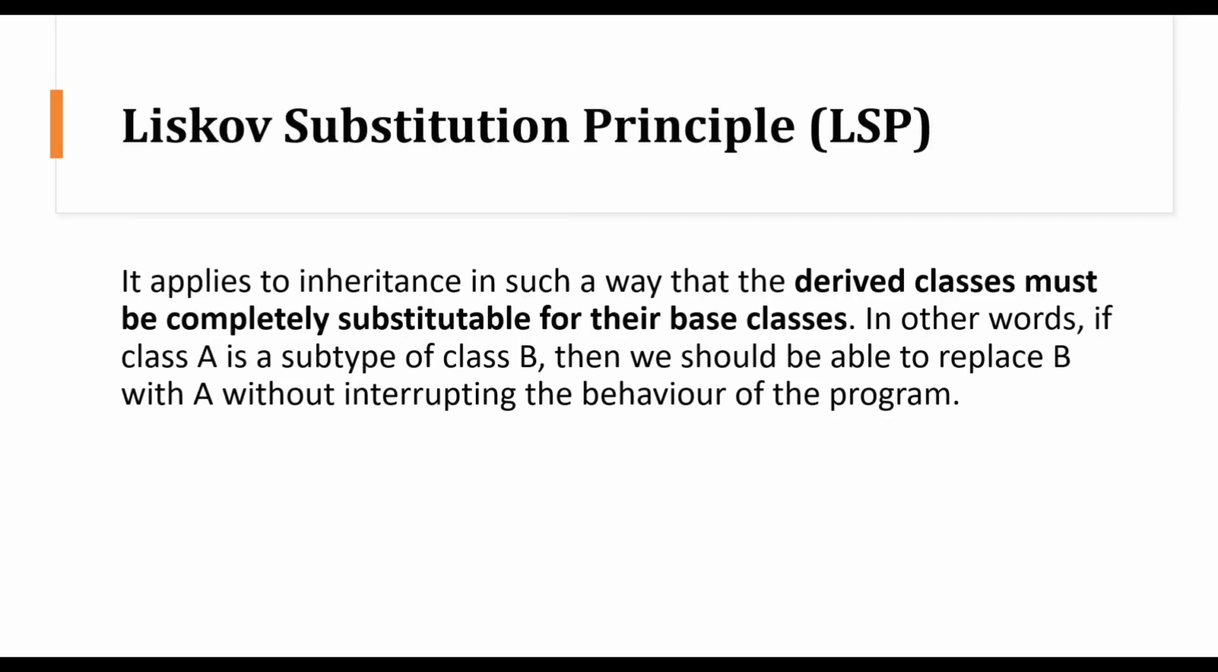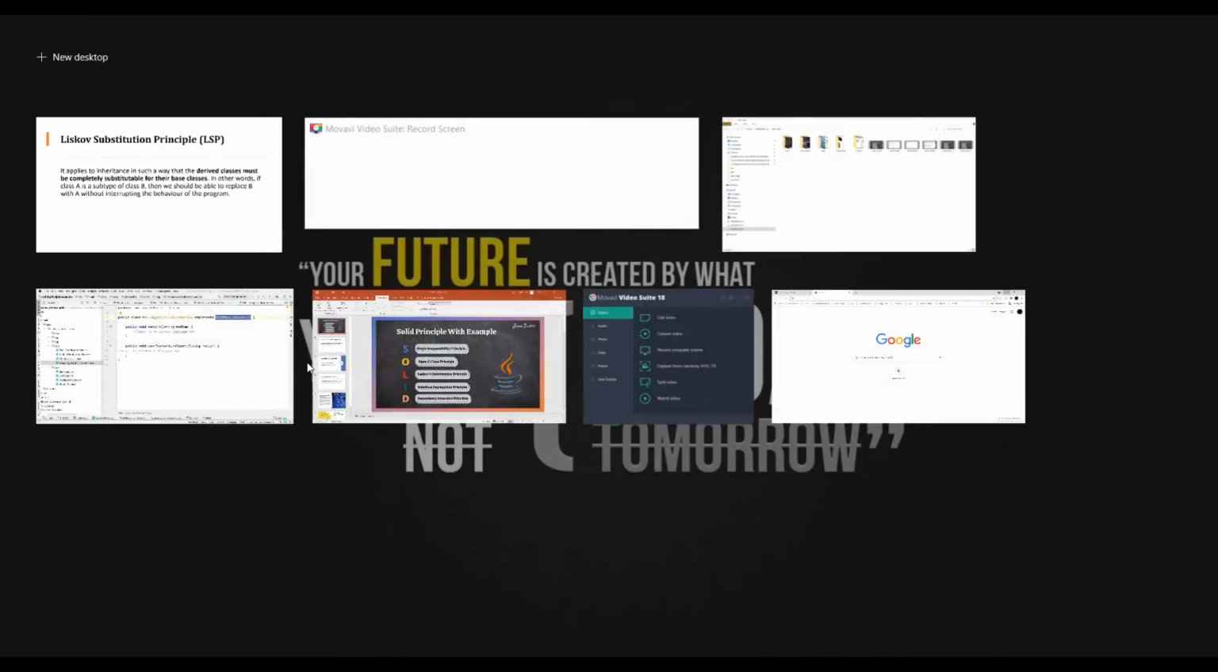In other words, if class A is a subtype of class B, then we should be able to replace B with A without interrupting the behavior of the program. This principle is a bit tricky and interesting. It is designed based on the inheritance concept. So let's better understand this with an example. Let's consider I have a class called social media. So let me go to the IntelliJ IDE.